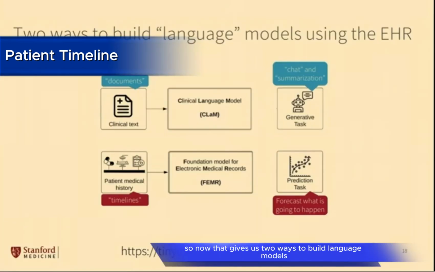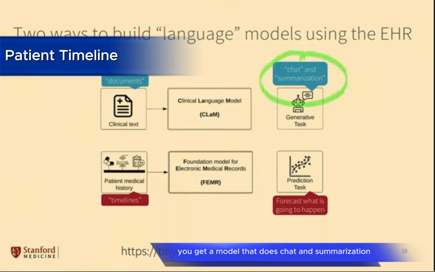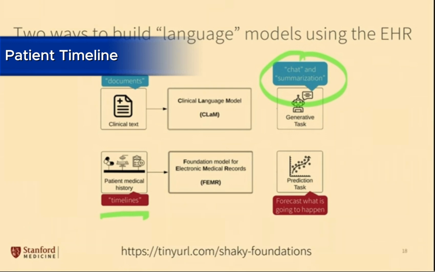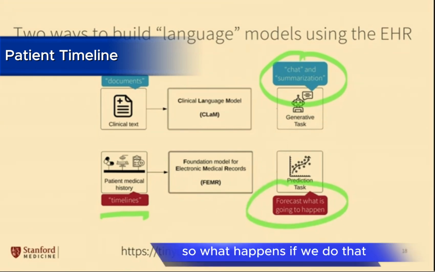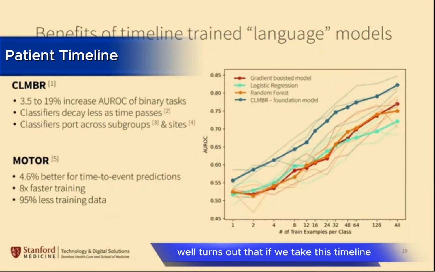So now that gives us two ways to build language models. The first is the classic language model that reads documents, and you get a model that does chat and summarization. And then the second is reading these timelines and then forecasting what's going to happen next. Remember prediction? So what happens if we do that? Well, it turns out that if we take these timeline-trained language models, it's better all around. Like, we can increase prediction accuracy, the classifiers decay less as time goes on, they work across subgroups, across sites, yada, yada. But I want to make it very concrete visually.